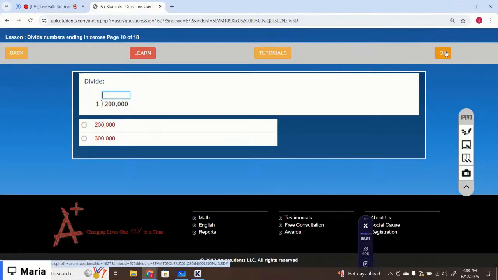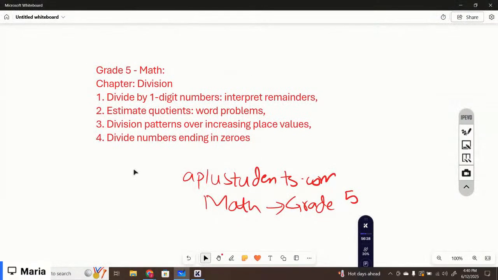100,000 divided by 1, so which is the correct option? Option number one is the correct option. Any number divided by 1, the number stays the same. Okay, we are done with the lesson. So we will be working on grade 5 now. Chapter 2 is division.